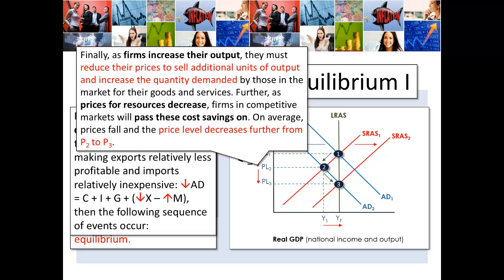Now on average, again, prices are going to fall and the price level decreases further from P2 to P3. Remember, it had previously decreased from P1 to PL2 as we shifted from point 1 on our model to point 2.